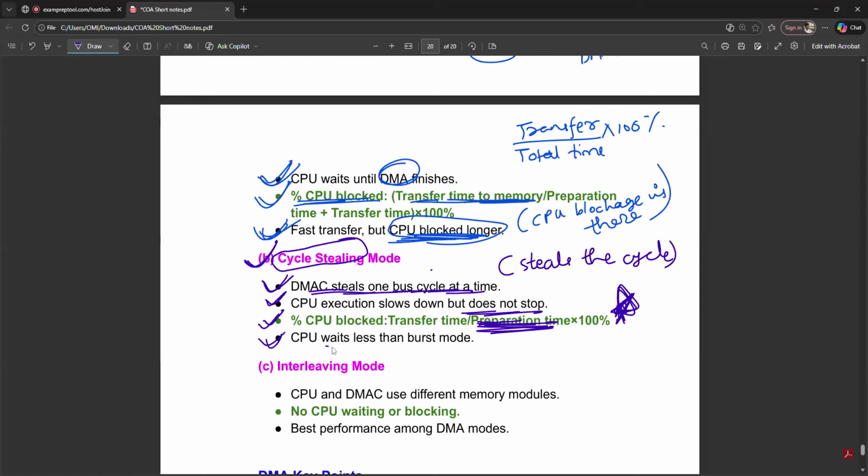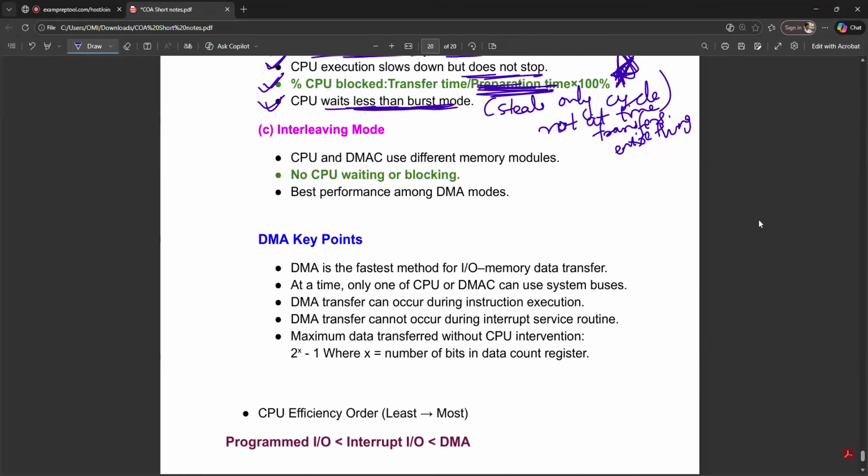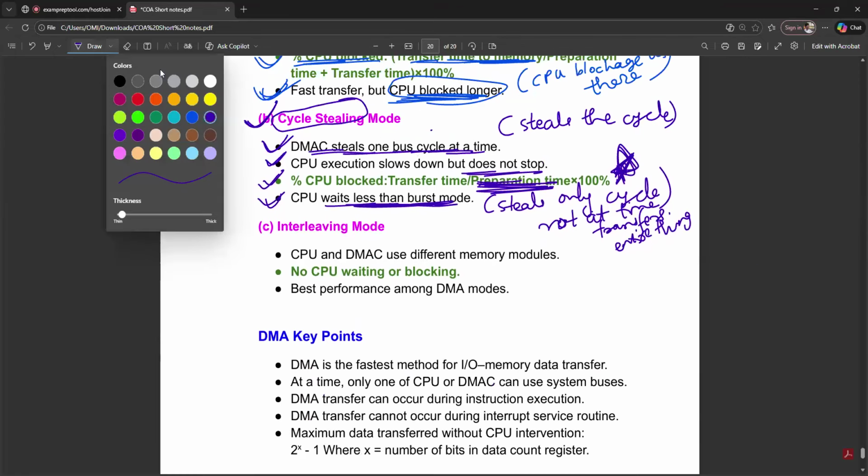And here the CPU waits less than in burst mode. The CPU has to wait less because it steals only a cycle, only cycles, not everything at a time. Burst mode transfers the entire thing at a time. Got that? Okay.